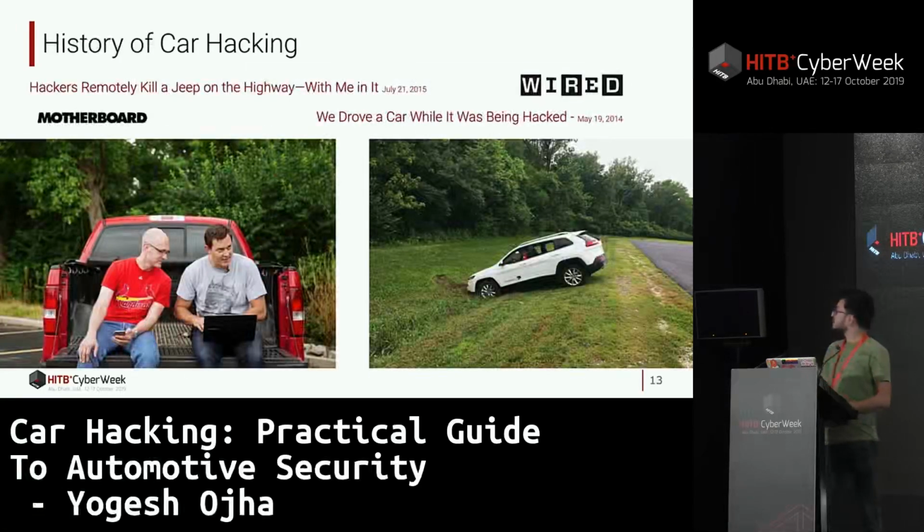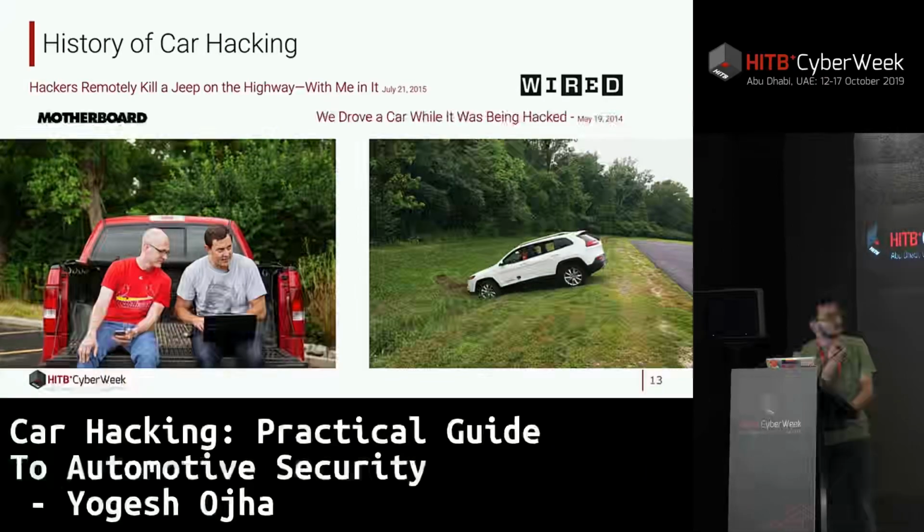So now let's look into the history of car hacking. The history of modern car hacking goes back to 2015, when these two researchers, Charlie Miller and Chris Valasek, hacked into a car called the Jeep Cherokee, a 2015 model. You have probably heard about the Jeep hack. So these are the two guys.